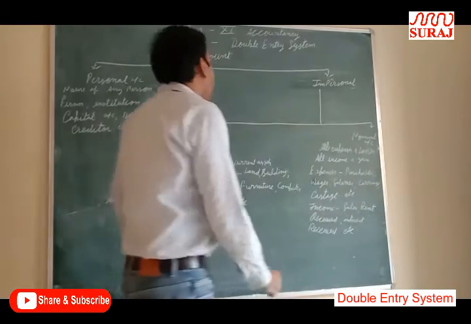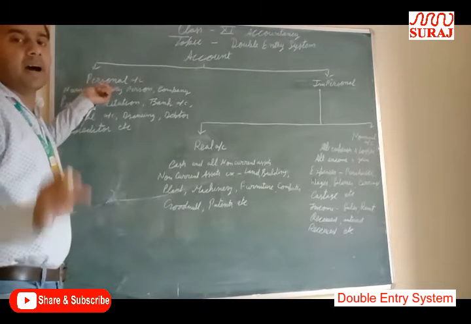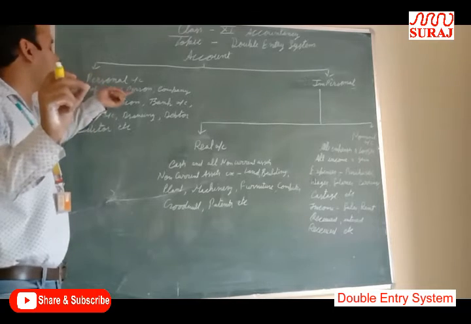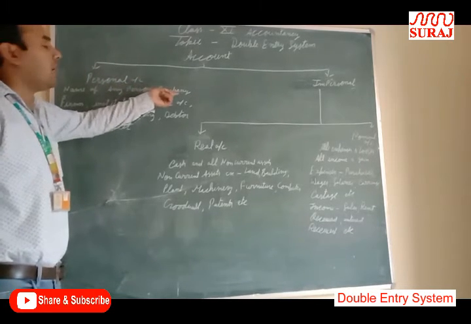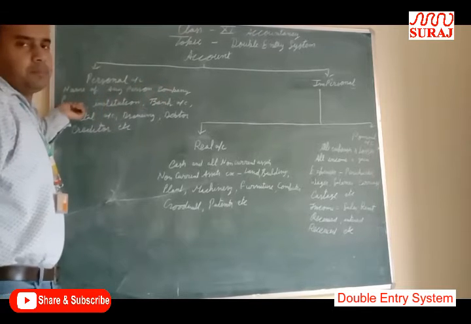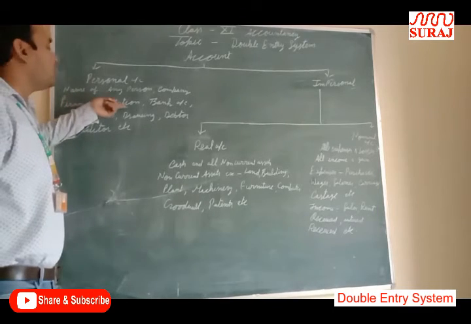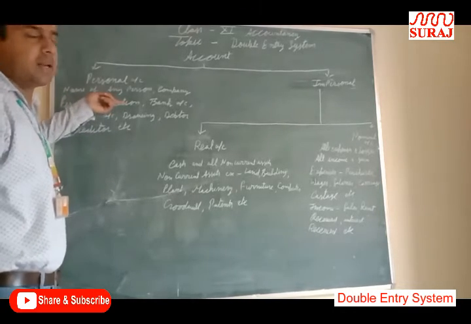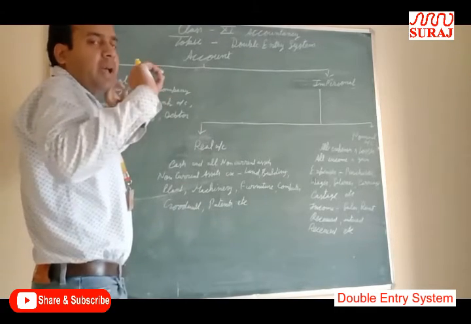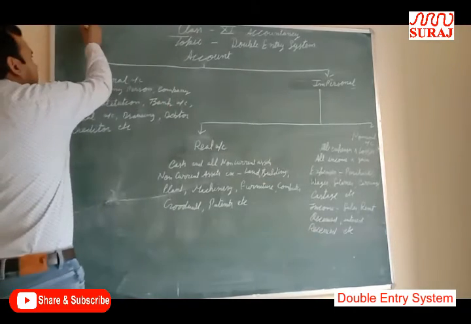Dear students, personal account: any person's name, just like Ram, Shyam, Mohan, Sohan, Rita, Gita, etc. Company name: X Limited, Y Limited, ABC Limited. Firm name: partnership firm, other firm, business. Institution: any school, hospital. Bank account: here bank never means any bank name. For bank account, we use it for transactions in the bank.